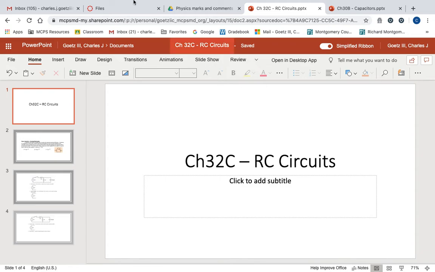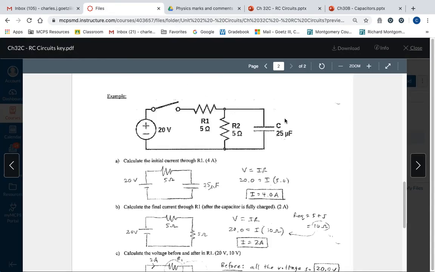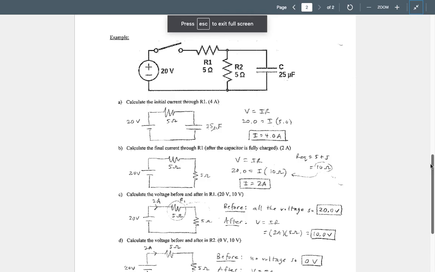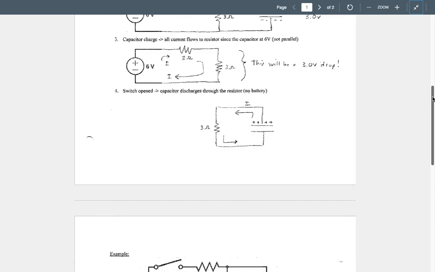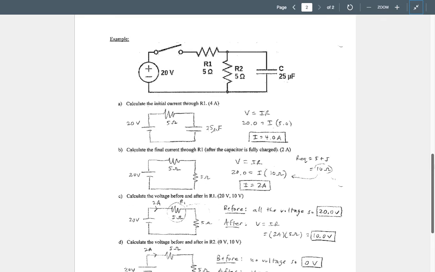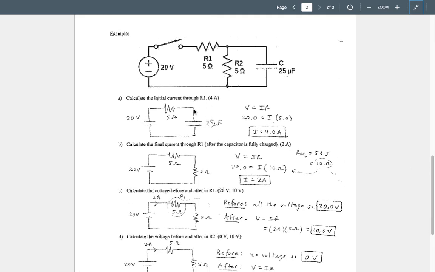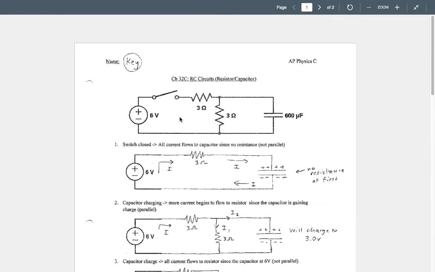So with that in mind, there's this right here. This is what we just did. It's posted. You have a nice answer sheet of this. But the example on the back, so things like calculate the initial current, right? Calculate the initial current on this. So if I said calculate the initial current, hold on one second.